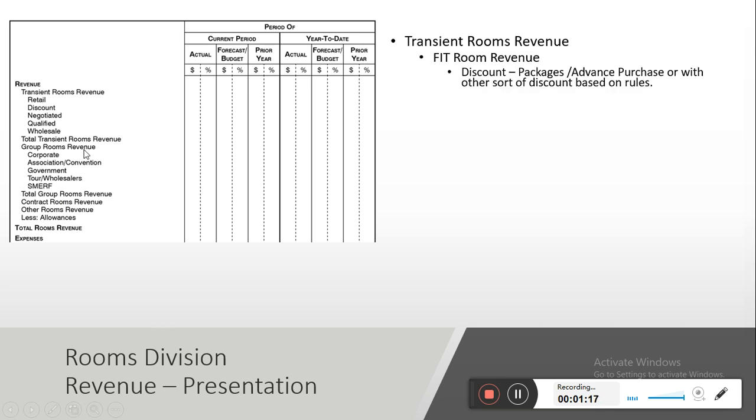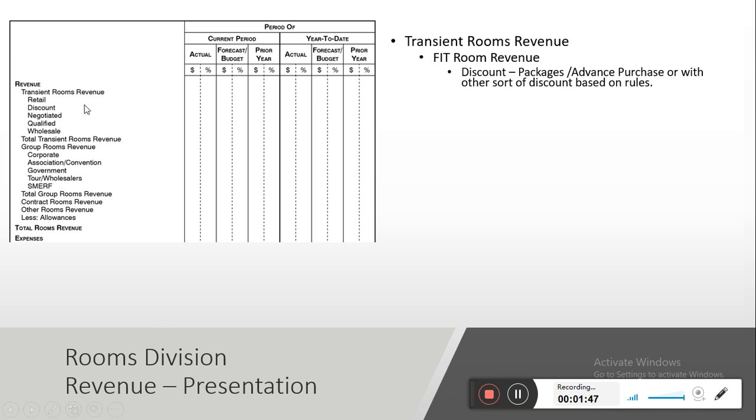So the FIT room revenue, retail, is a normal unqualified retail rate where the guest is booking at whatever rate is published by the hotel. So let's say in a simple case, the standard room rate of the hotel is 100. If the guest is coming either via online or via direct call and books for 100, that room revenue will be booked under retail.